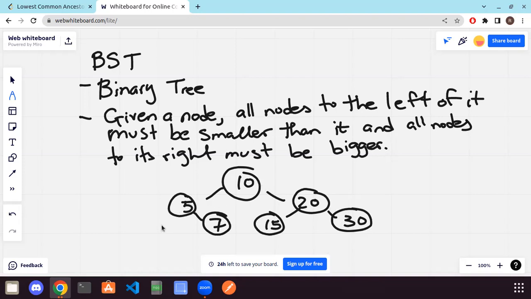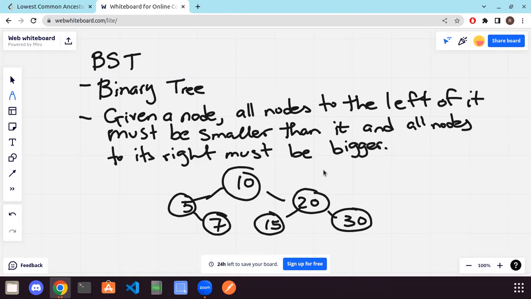Likewise for 5, there's no node on its left. But there is one node to its right, which is 7, and that's bigger than 5. For 20, there's one node to its left, 15, which is smaller than it. And there's one node to its right, which is 30, and it's bigger than it. So this is what a BST is. A BST is just a binary tree with this given fact that for any node, all the nodes to the left of it must be smaller than it, and all the nodes to the right of it must be bigger than it.